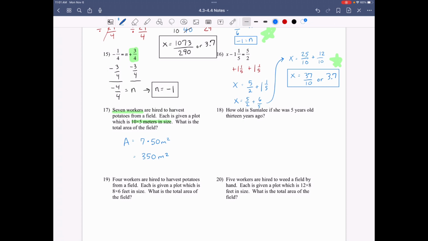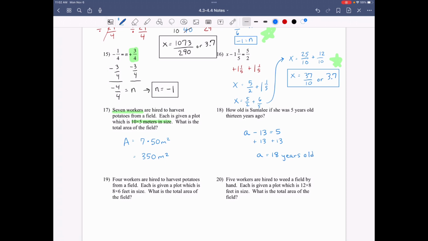How old is Suma Lee if she was 5 years old 13 years ago? Well, let's take her age now. I'll use a little a since we're not talking about area. Her age now minus 13 is 5 years old. So if we add 13 to both sides, her age now is 18 years old.